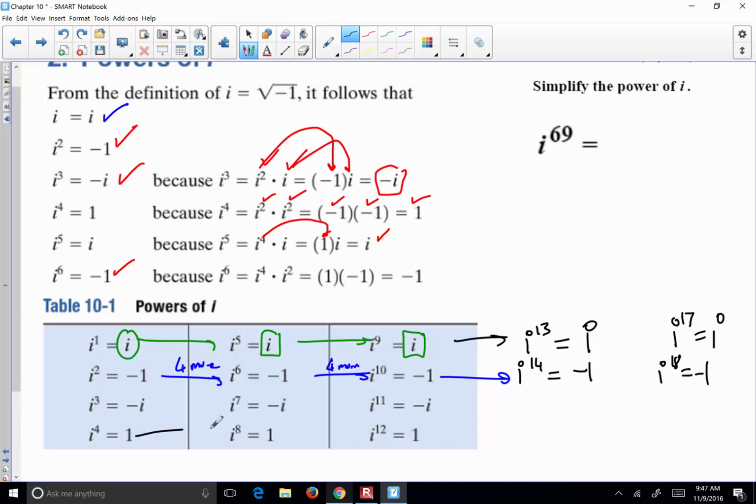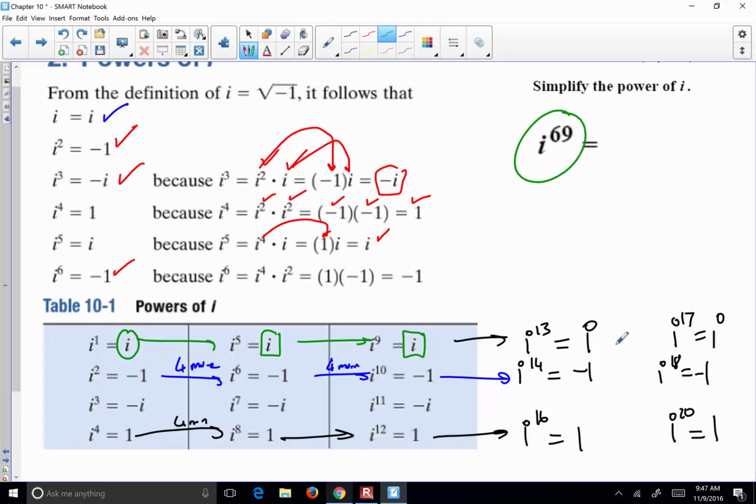Okay, I will just do the last one again. 4 more, you still have 1. 4 more, still 1. 4 more, i to the 16 is 1. i to the 28 is 1. Do you see the pattern? Do you get it? The question is, how do you get i to the 69?